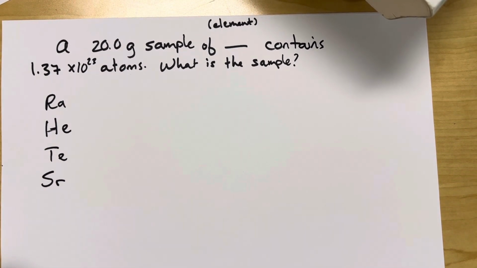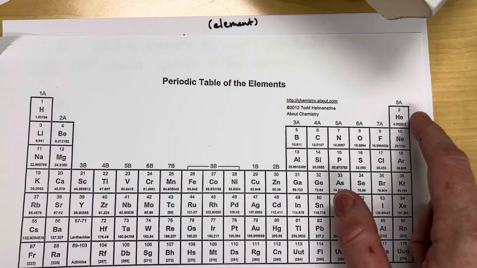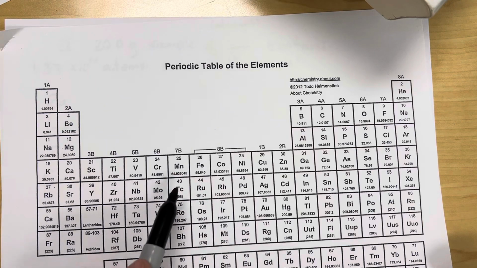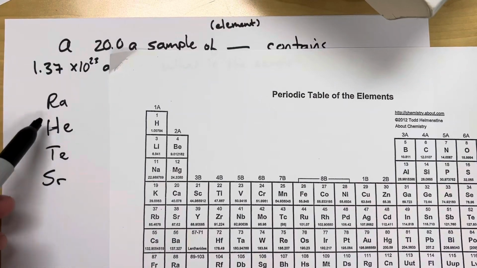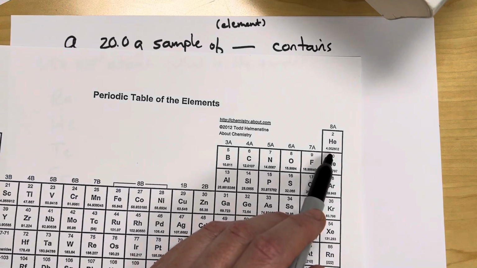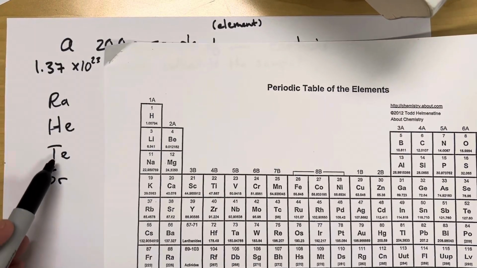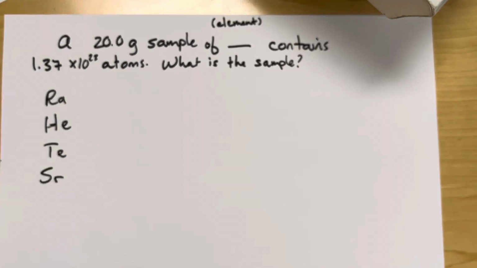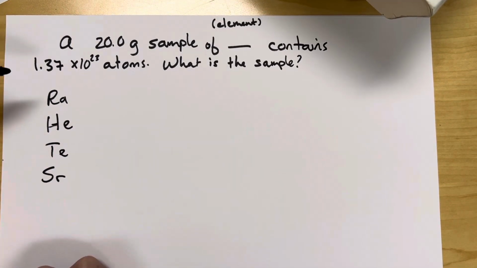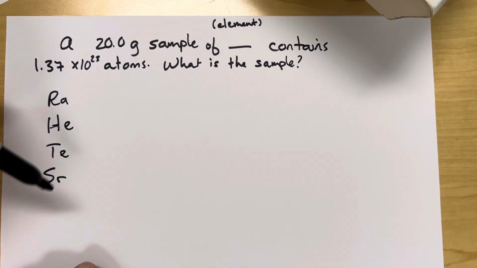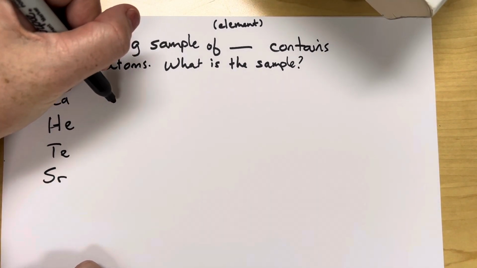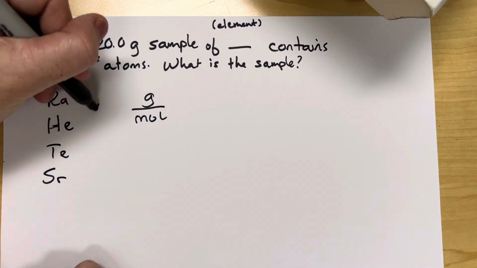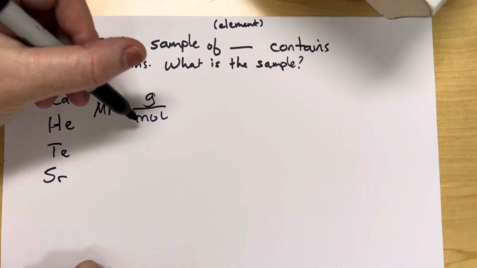If we look on the periodic table, radium, helium, etc., they differ by the number of protons, but they also differ by something else, and that's the molar mass of these things, or also known as the atomic mass. So, for example, helium has a molar mass of 4.00. Tellurium has a mass of 127.60. So they all have different masses. And those masses have units of grams per mole. The molar mass of something is in grams per mole.